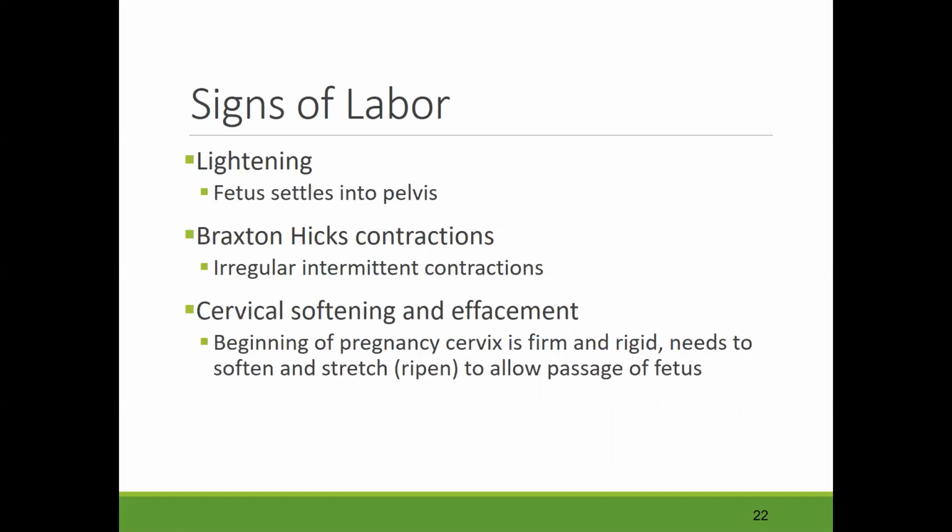And then finally, we have the cervical softening and the effacement. At the beginning of pregnancy, the cervix is firm and kind of rigid, and it needs to soften and stretch, or ripen, and then dilate to allow the passage of the fetus. Sometimes doctors may help mom out if the cervix isn't ripening or thinning on its own, and they may put their finger in there and do one quick swirl around to break the seal against the cervix, which is very uncomfortable for mom, but it helps the body naturally start getting going.